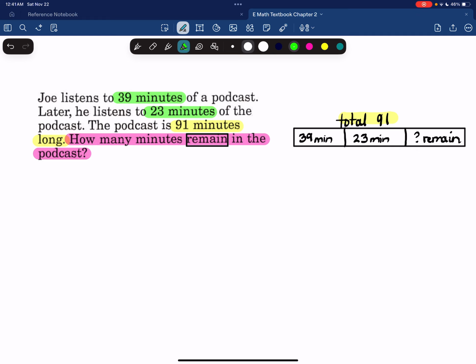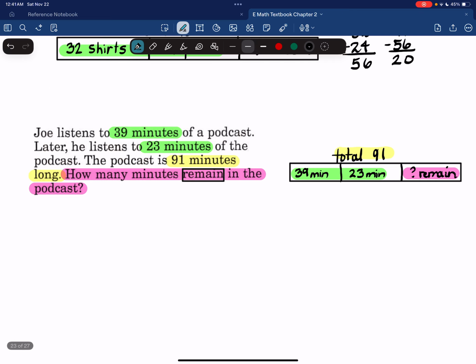Total, what we know, what we don't know. So this one I would say 91 minus the 39 and the 23 leaves me with what remains.